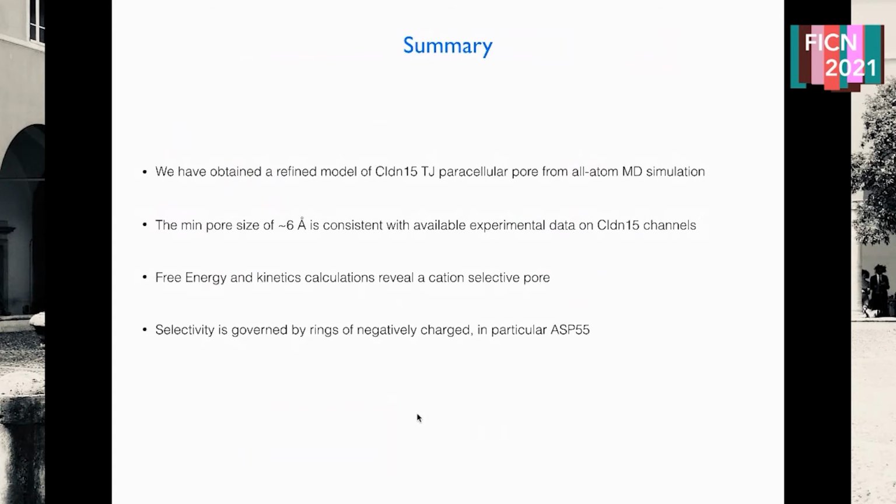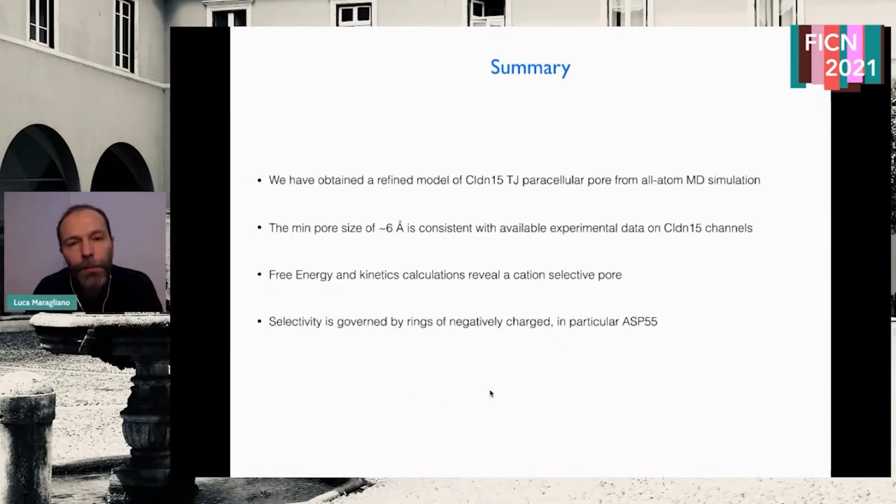I've showed you our refined model that we obtained via all-atom MD of a claudin-15-based tight-junction paracellular pore. It has a minimal pore size of 6 angstrom. This result is consistent with estimates that were done from experimental data before our work. And we obtained from free energy calculations that it is in fact a cation-selective pore, and the selectivity feature is in correspondence with the aspartic acid 55, as was hypothesized from experiments before.